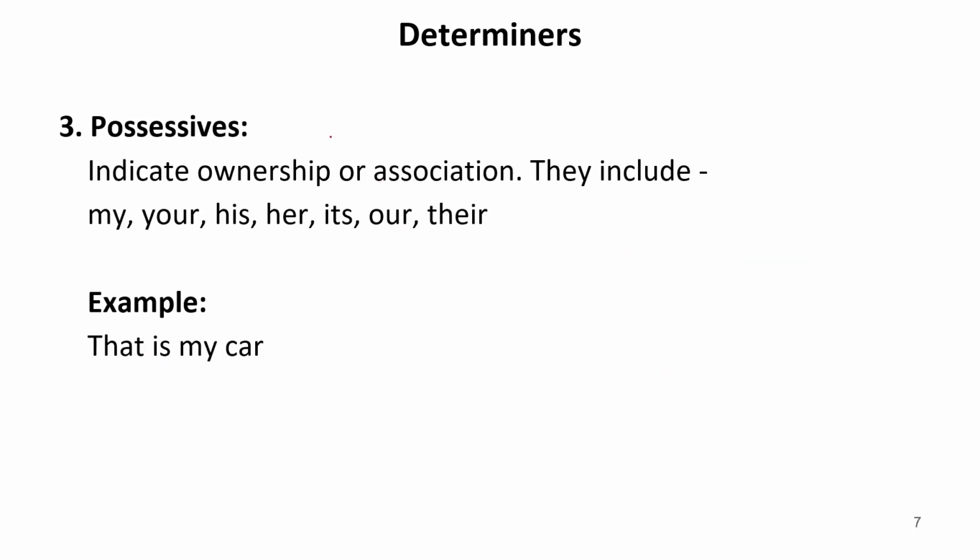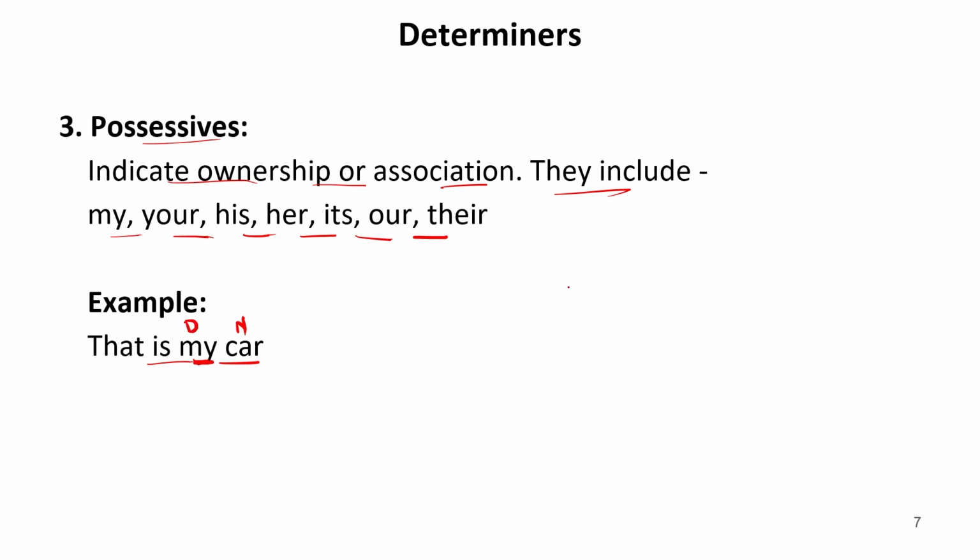Possessives. What do they do? They indicate ownership or association. When we associate something with another thing, or when we indicate the ownership of something else, possessives are used. They include my, your, his, her, its, our, their. For example, that is my car. Now, car is a noun, and here my is a determiner, or you can say possessive.